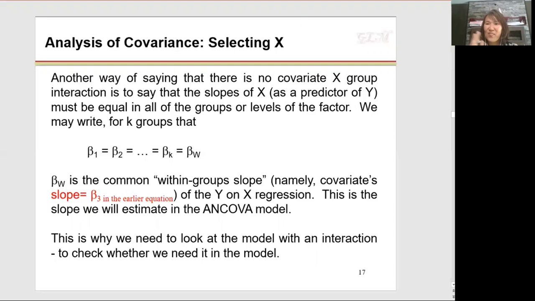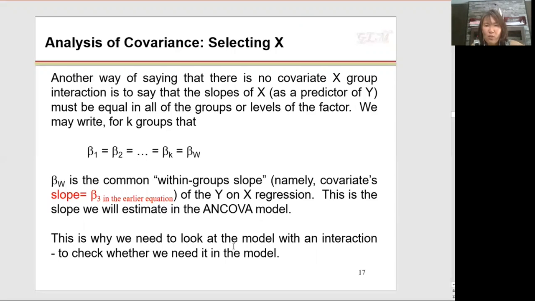Okay, so regardless of the group, this beta within, the beta slope for the covariate, is a shared common slope for all the groups. That's why we put within. Remember that? Within group slope. This one common slope penetrates all the groups. What slope? This slope is for the covariate. So based on the same mean of the covariate, we're gonna compare the group effect on the y outcome. This is the slope we will estimate in the ANCOVA model.